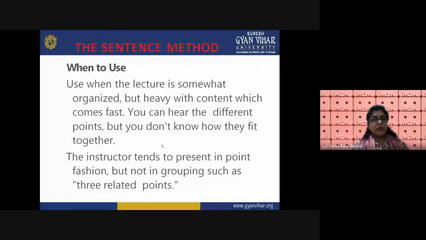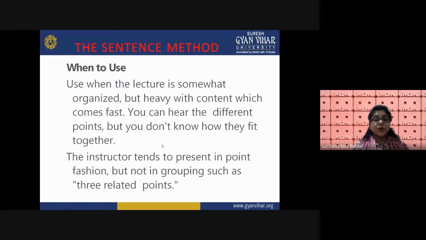And when we are going to use the sentence method, just understand you must use it when the lecture is somewhat organized but heavy with content which comes fast. You can hear the different points, students, but you don't know how they fit together, how they are connecting with each other. When I know that there are 3 or 4 categories in today's lecture, whatever the teacher tells me, I put that point in that particular category. But when I don't know how the sequence is followed and how the categorization is made, in that case, the sentence method is proper.